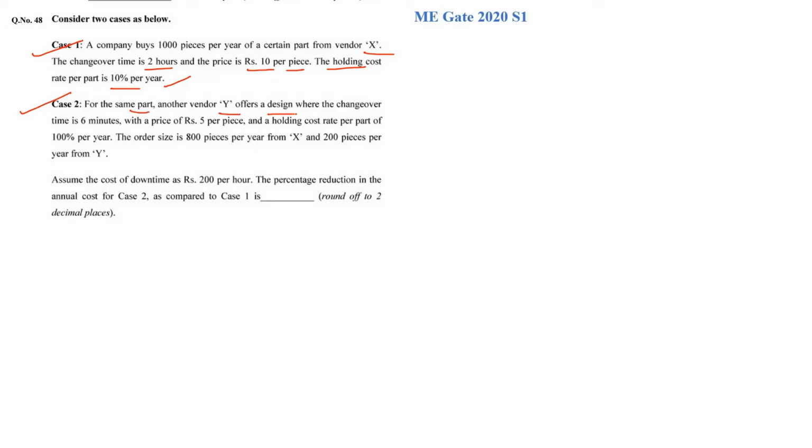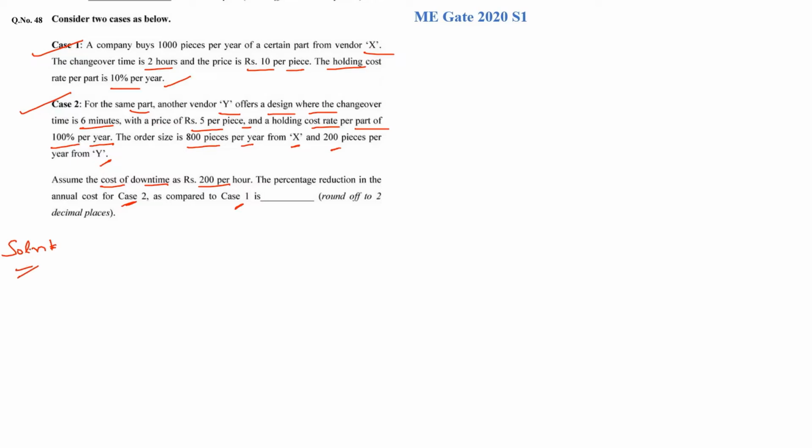Another vendor Y offers a design where the changeover time is 6 minutes with a price of rupees 5 per piece and a holding cost rate per part of 100% per year. The order size is 800 pieces per year from X and 200 pieces per year from Y. Assuming the cost of downtime at rupees 200 per hour, we have to calculate the percentage reduction in the annual cost for case 2 as compared to case 1, right?